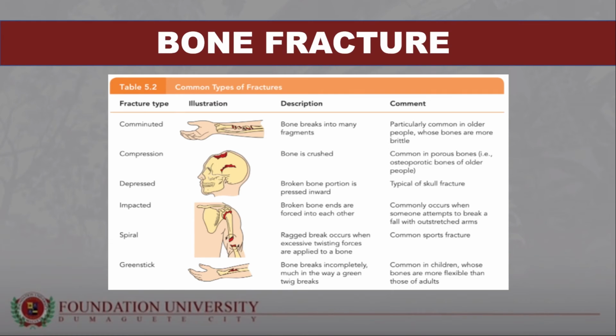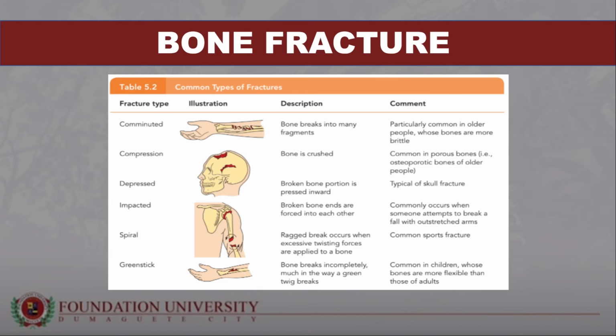Now let's move along to bone fractures. Our bones are amazingly strong but are still susceptible to breaks, which we call fractures. Simple or closed fractures are bones that break cleanly but do not penetrate the skin, whereas open or compound fractures are the opposite. This table shows the common types of fractures, their type, illustration, descriptions, and comments.